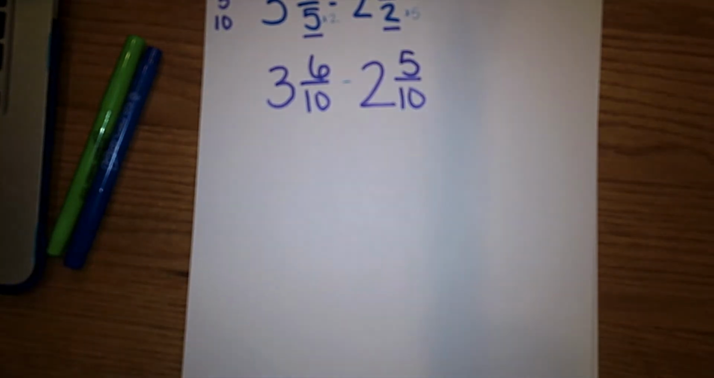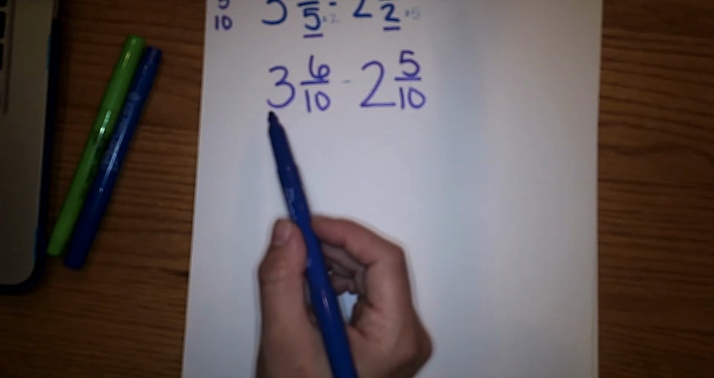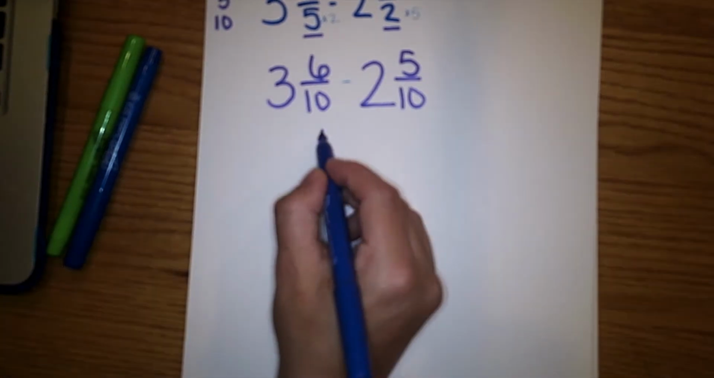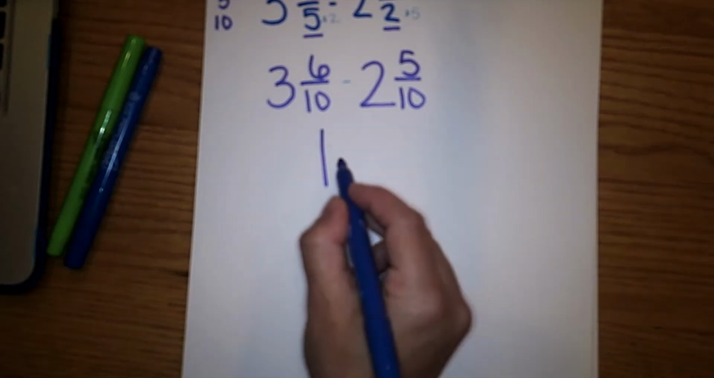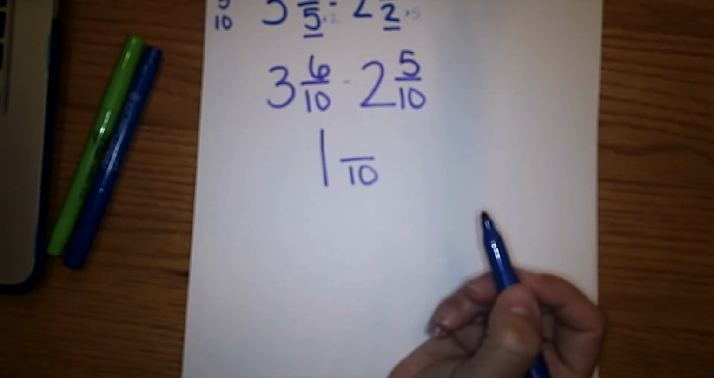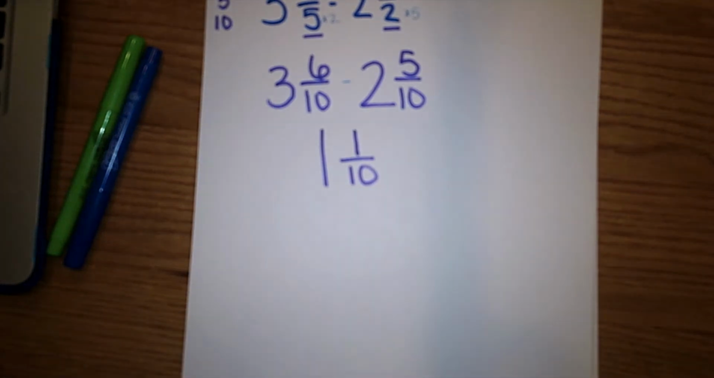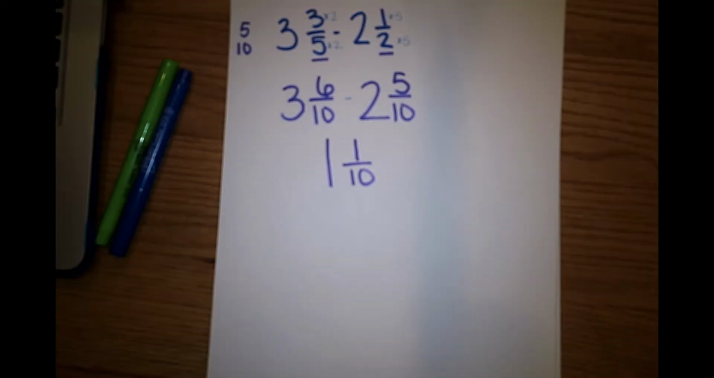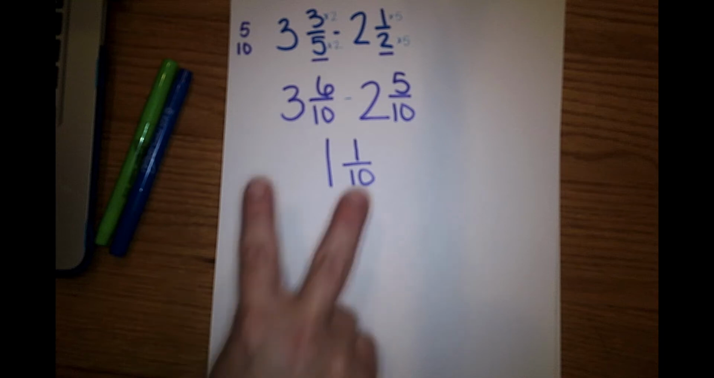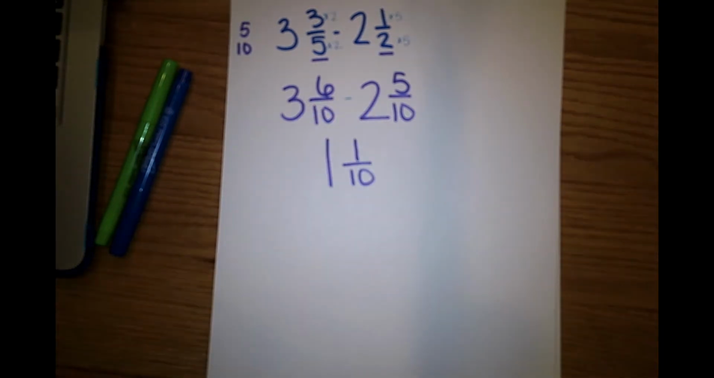Now I can subtract. I'm going to subtract my whole numbers first. 3 minus 2 is 1. My denominator is going to stay the same. 6 minus 5 is also 1. So my difference is 1 and 1/10. For addition, I would do exactly the same steps, but in the end, I would just add the two numbers instead of subtracting. I still have to find that common denominator.